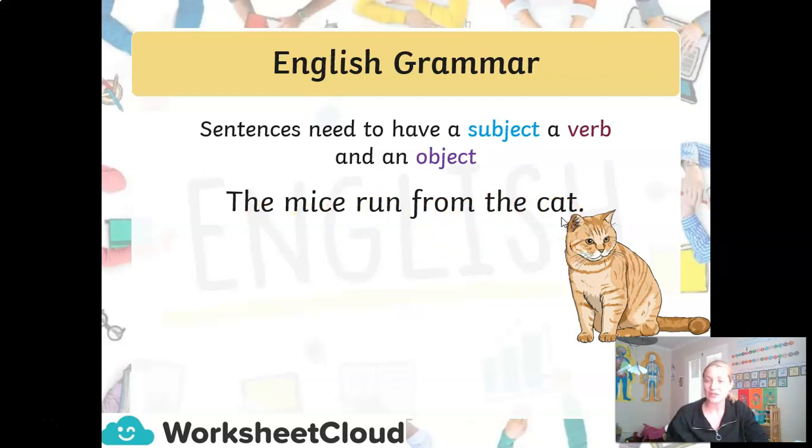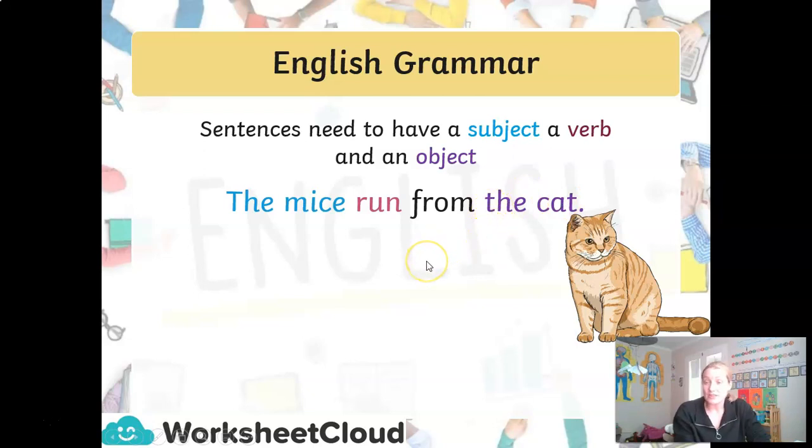And see if you can remind yourself what parts of those sentences are classified as the subject, what's the verb, and what's the object. So you can pause your video now if you'd like to do that. Otherwise, I'm going to show you now. Okay, so if I click, there we go, and I've color-coded them for you. The subject of this sentence is the mice. The verb, run, and the object, the cat.